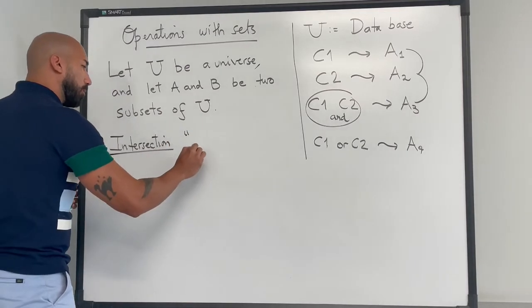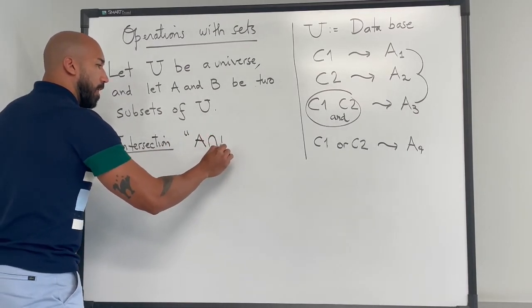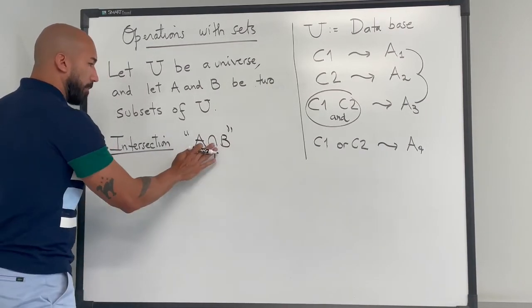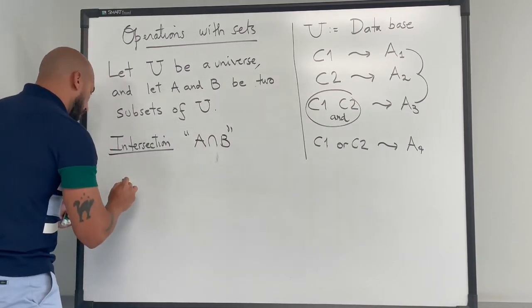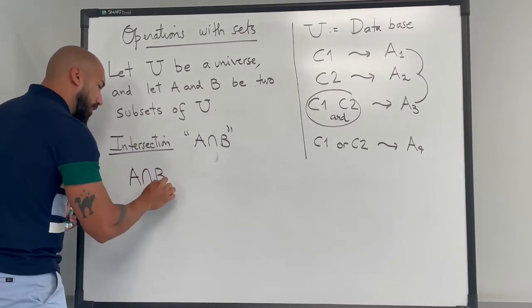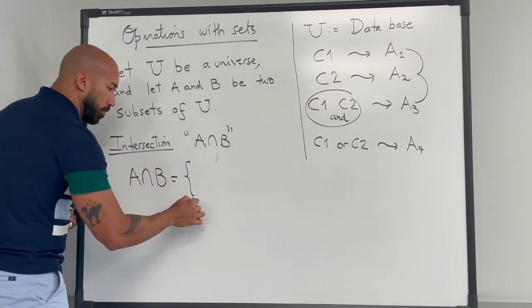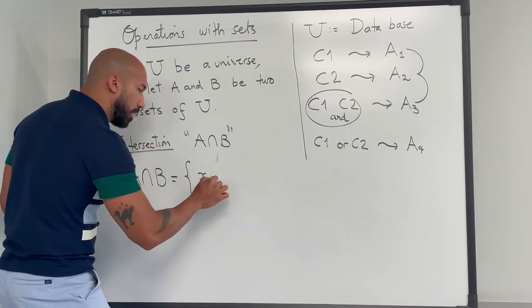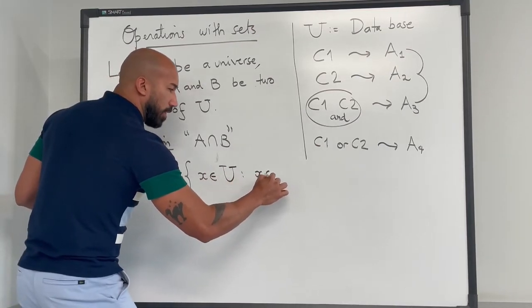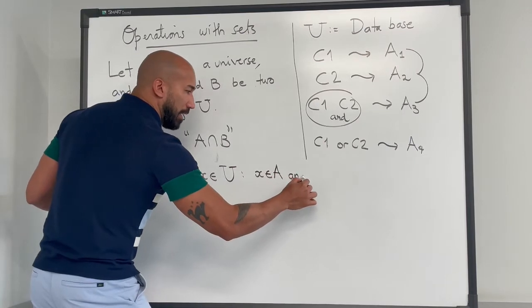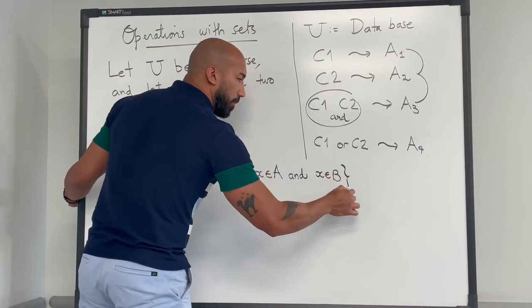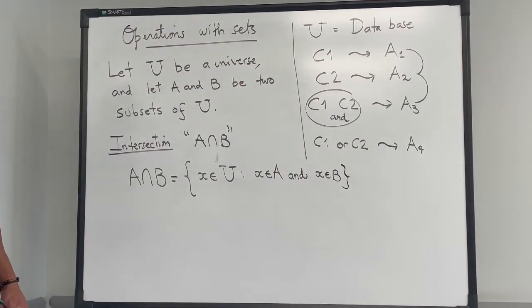And we are going to use this symbol here for the intersection, A intersection B. Which are the elements that we have in the intersection? The elements in A intersection B are going to be those elements in the universe such that they are in A and at the same time they are in B. Okay?